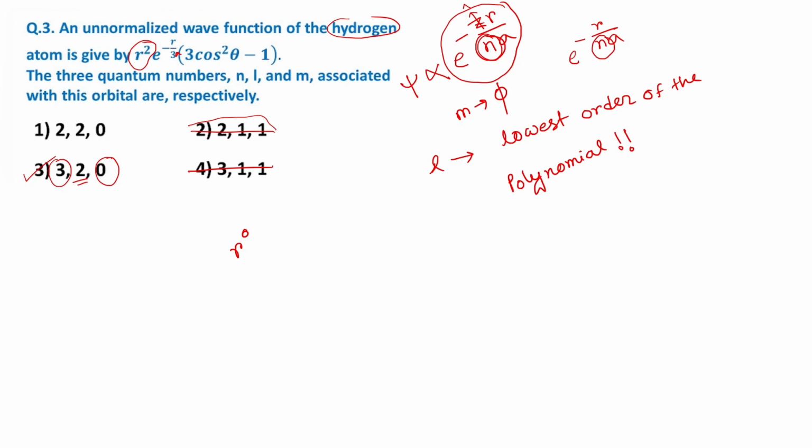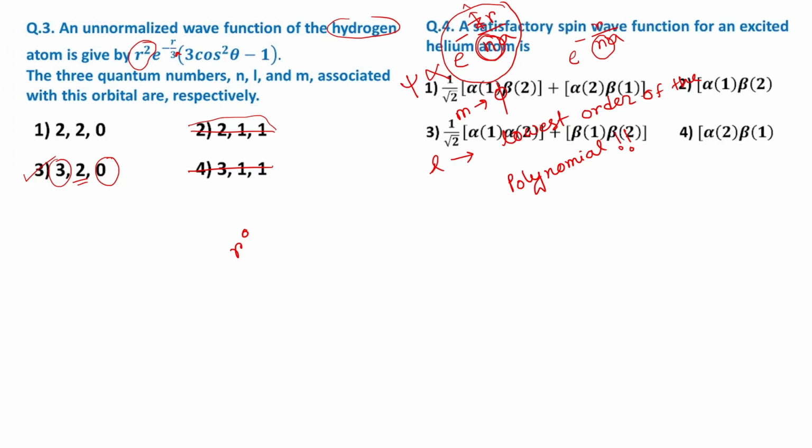Means you don't have to remember anything about the wave function, just look at the wave function and you can say which orbital it is. So we'll later also verify if we are getting some of these orbitals. Okay, so let me go to the next question.